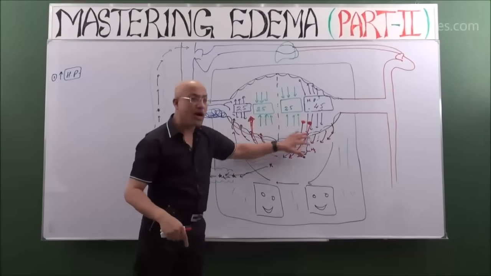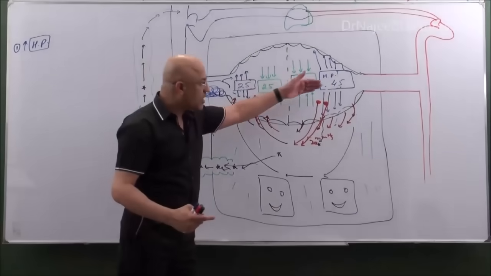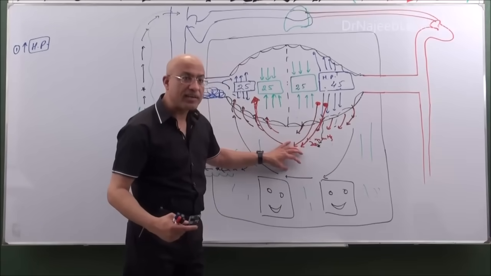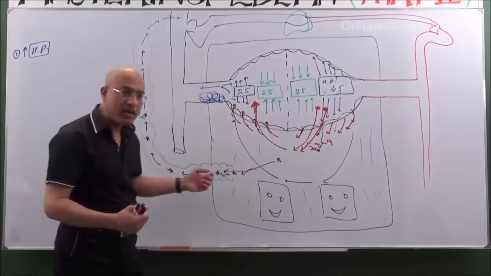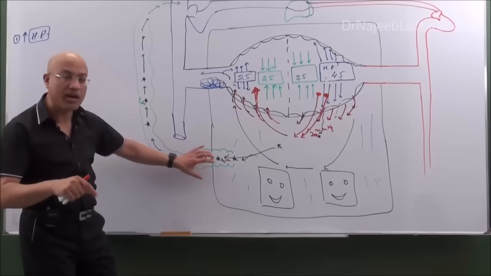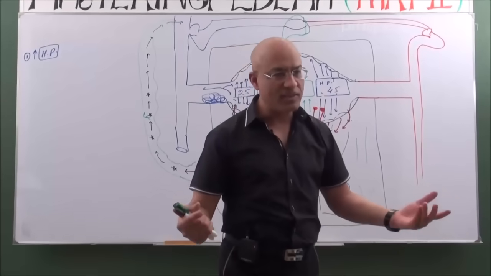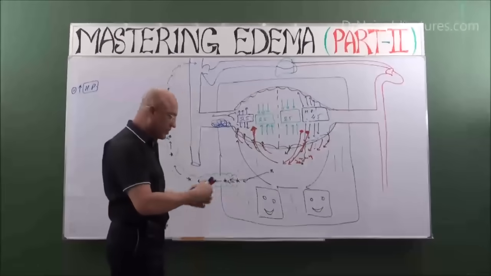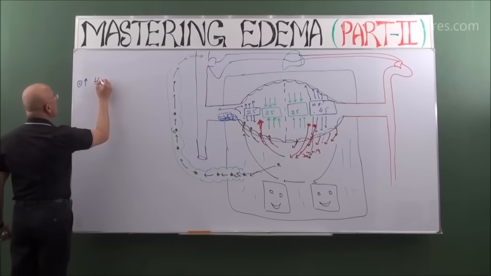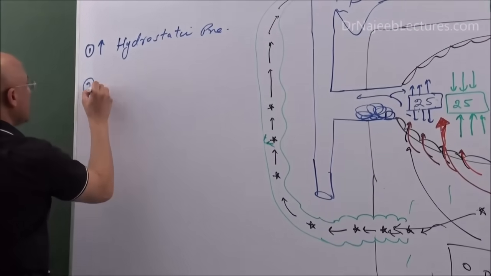When fluid coming out due to increased hydrostatic pressure becomes so much that lymphatics, in spite of increasing their draining capacity, still cannot drain all additional fluid, then fluid starts accumulating here and edema develops. And what develops? Interstitial edema develops. So the first mechanism of interstitial edema, I told you, is increased hydrostatic pressure. Now the second mechanism of edema.